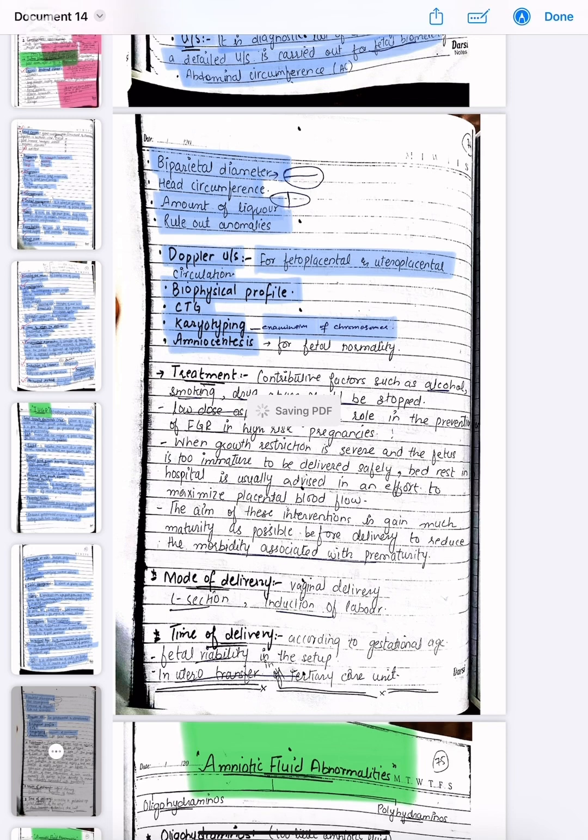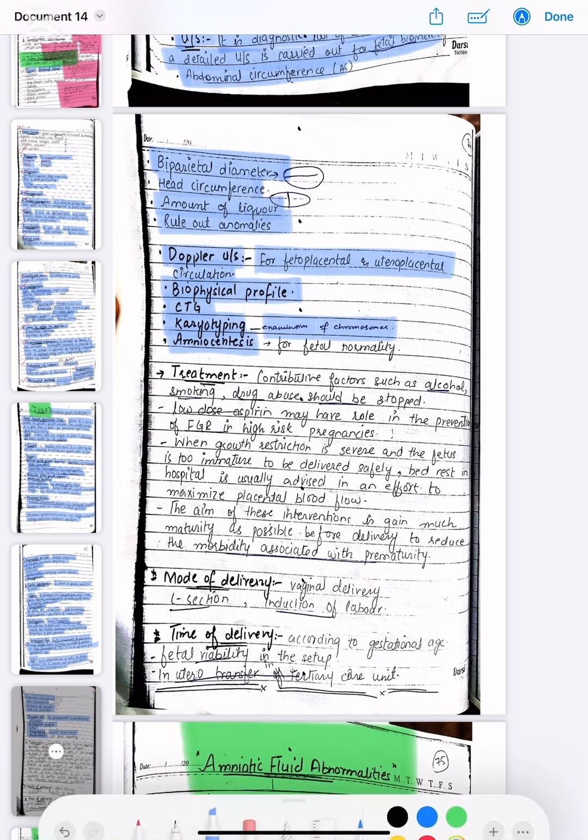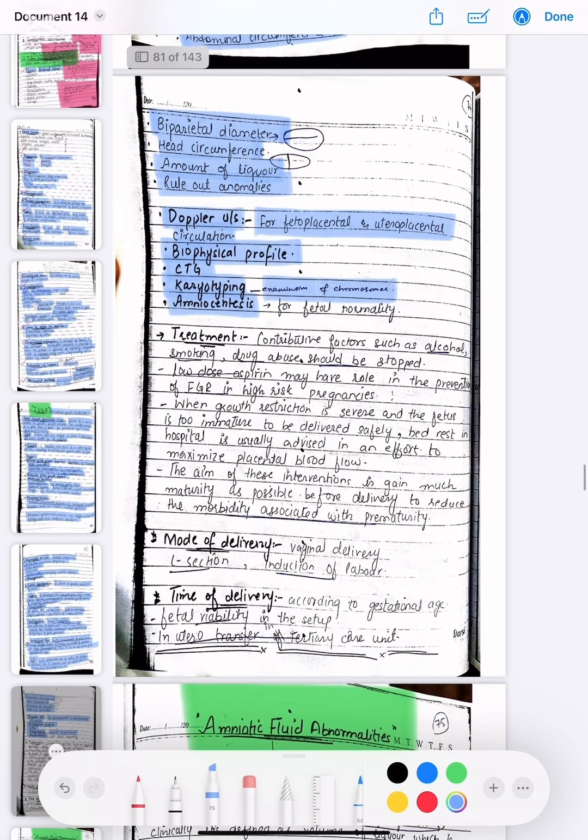Now, the treatment options are that contributive factors such as alcohol, smoking, and drugs should be stopped, and low dose aspirin may have a role in the prevention of fetal growth restriction in high risk pregnancies. When growth restriction is severe and the fetus is too immature, these are the treatment options.